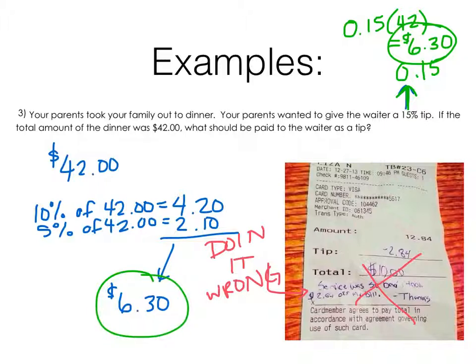It doesn't ask the total amount that you're putting on your credit card. What would that be? What's the total amount they might be putting on the credit card, or the total amount of cash they're going to leave on the table? Well, it would be the 42 plus the $6.30, making the meal $48.30.